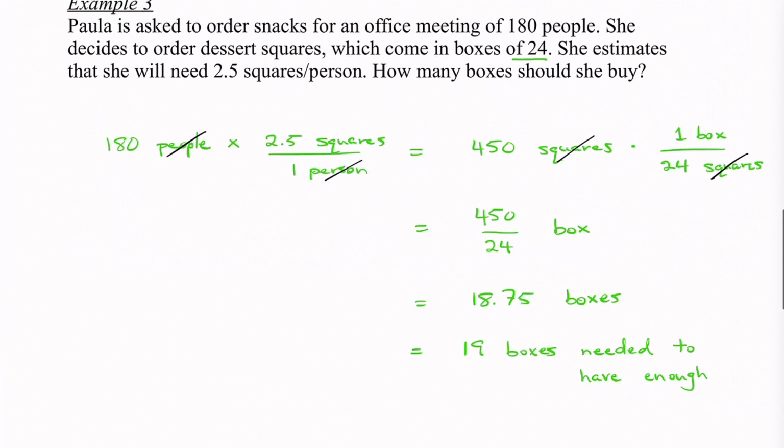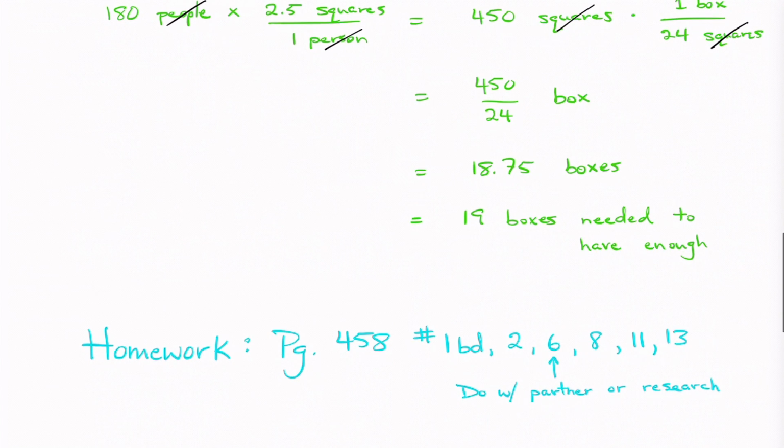So lastly, at the bottom, I just got our textbook questions. So we're on page 458. And for number 6 here, if you have someone to do this with, you can do this with a partner. Or if you don't, you can either Google this or just do a little bit of research to help yourself with number 6.